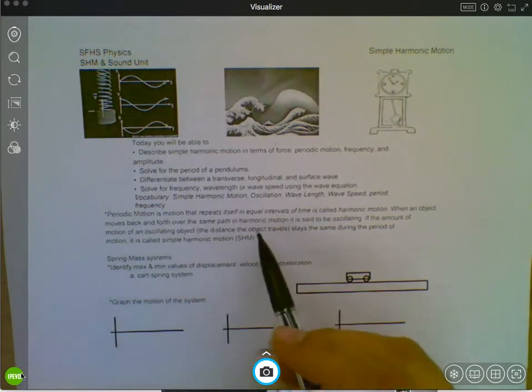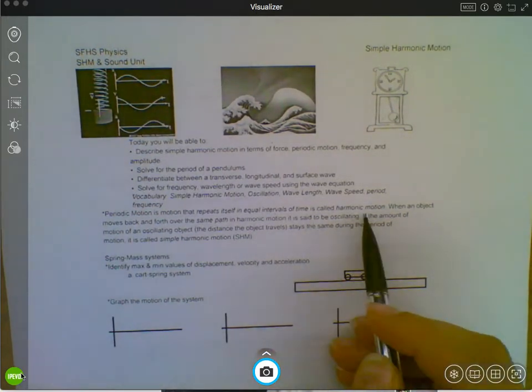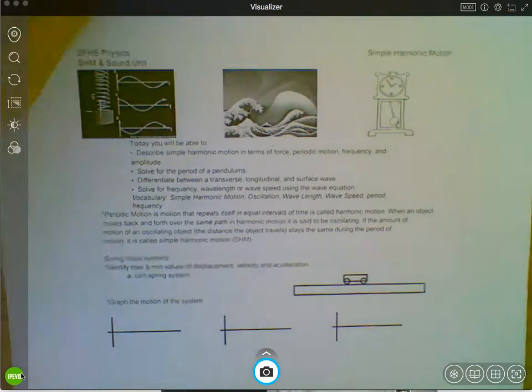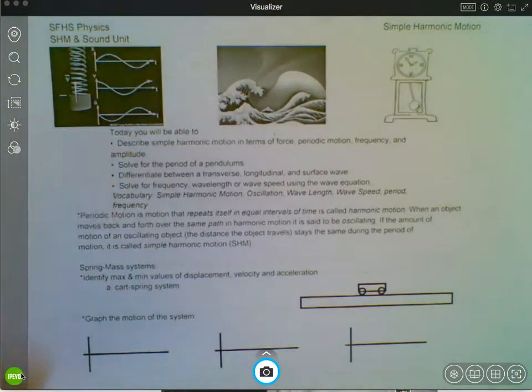It's a motion that repeats itself in equal intervals of time. It's called harmonic motion. Any motion that repeats itself in equal amounts of time is called harmonic motion. When an object moves back and forth over the same path in harmonic motion, it is said to be oscillating. If the amount of motion of an oscillating object stays the same during the period of motion, it's called simple harmonic motion. So if the distance that the object travels stays the same, then it's called simple harmonic motion.